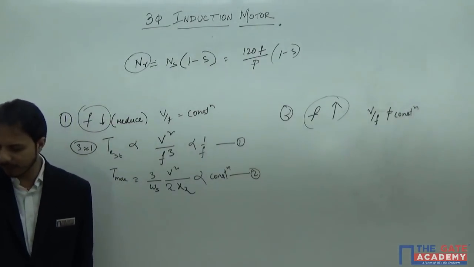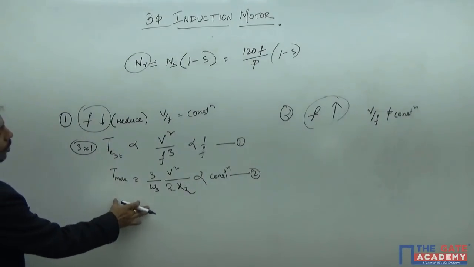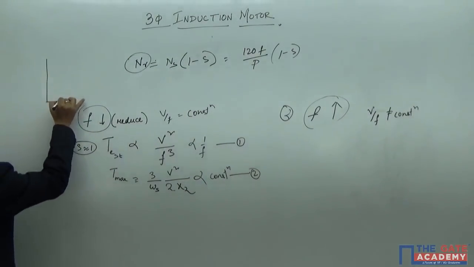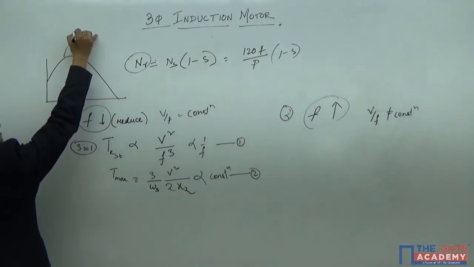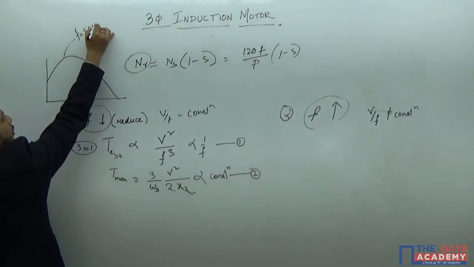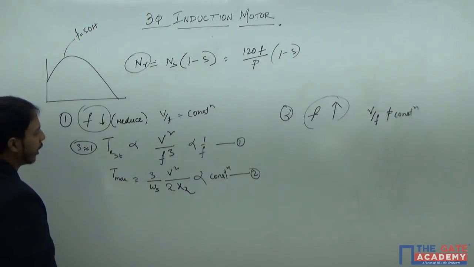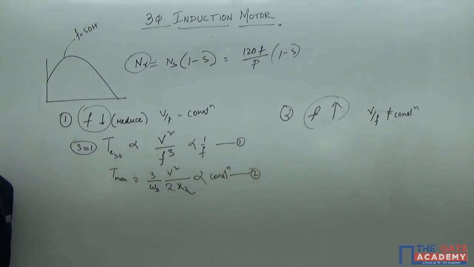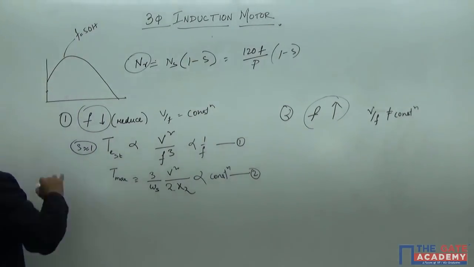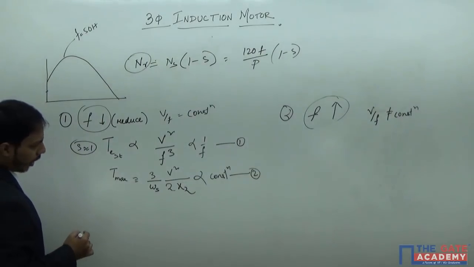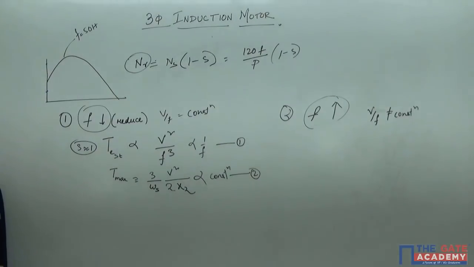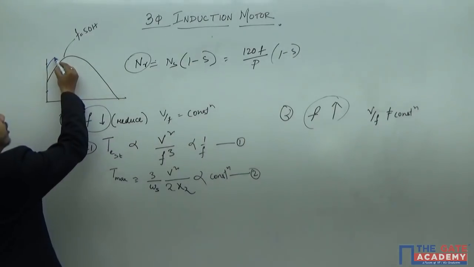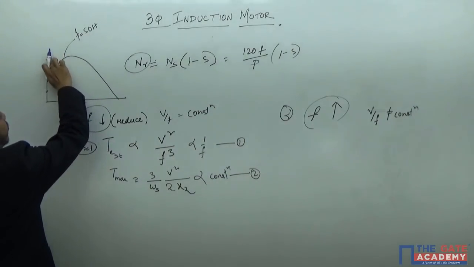Now let us see what will happen. If I draw the diagram for this, it will be something like this. Say this is the first case, where F is 50 Hertz. Now, if my frequency is reduced to 40 Hertz, my starting torque will increase. That means somewhere here, my maximum value will not change. That means it will go somewhere here, same value.